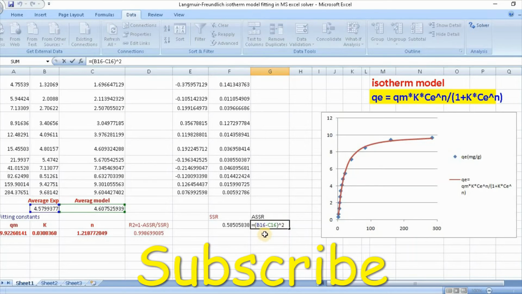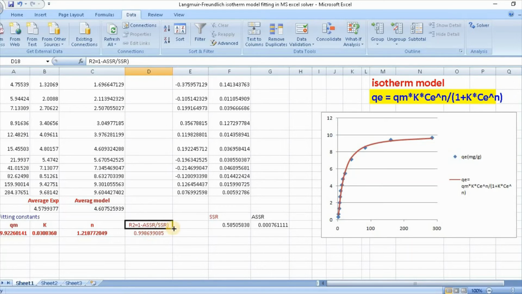You can do like this: P16 minus C16 square. Then enter, and finally R square equal to 1 minus ASSR divided by SSR. So you can easily do this: 1 minus G18 divided by F18. Then enter. So this is your R square value. So this is how we can easily fit the Langmuir-Freundlich isotherm or SIPS model using MS Excel Solver.